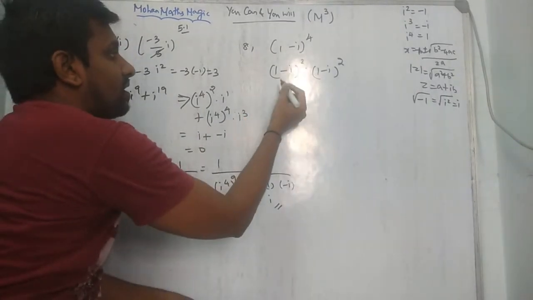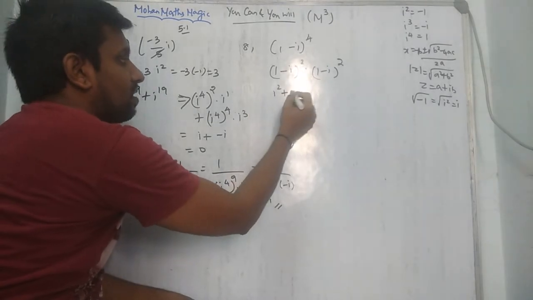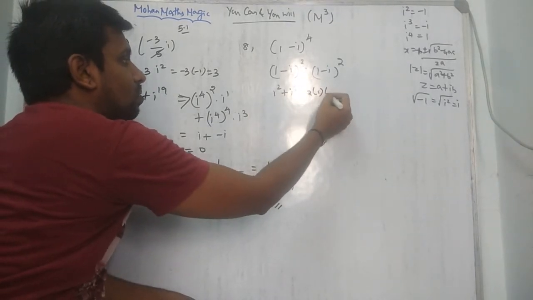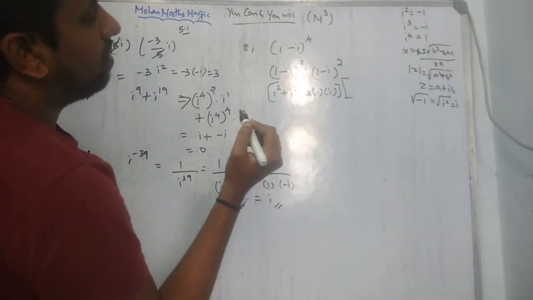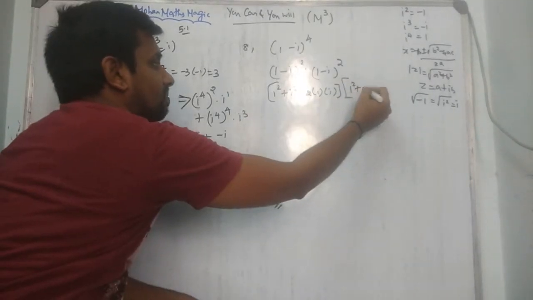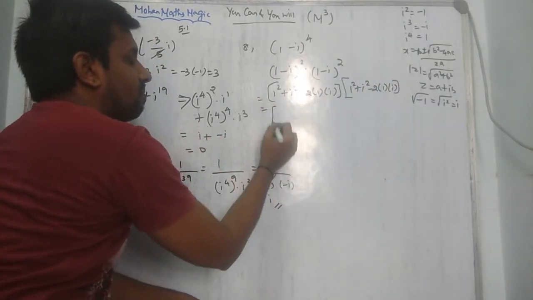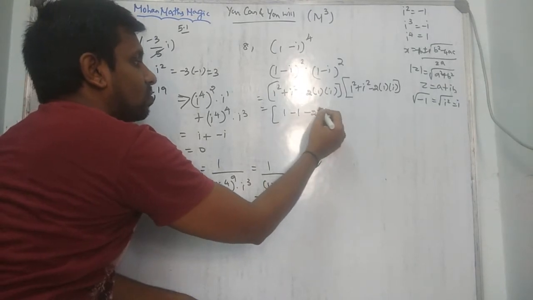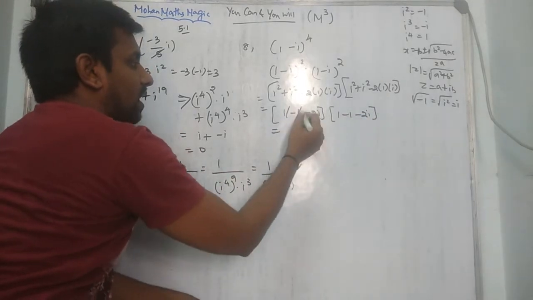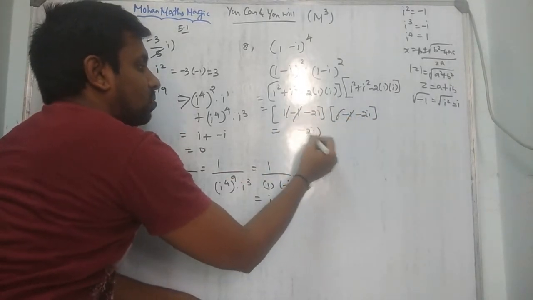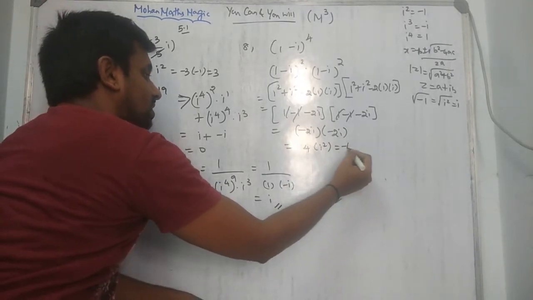So first, (a minus b) whole square is a square plus b square minus 2ab. This is one bracket. And the same one, a square plus b square minus 2 into ab. So the value will be 1 minus 1 minus 2i, and this one is 1 minus 1 minus 2i. So this cancels. Minus 2i into minus 2i, the answer is 4 into i square. The answer is minus 4.